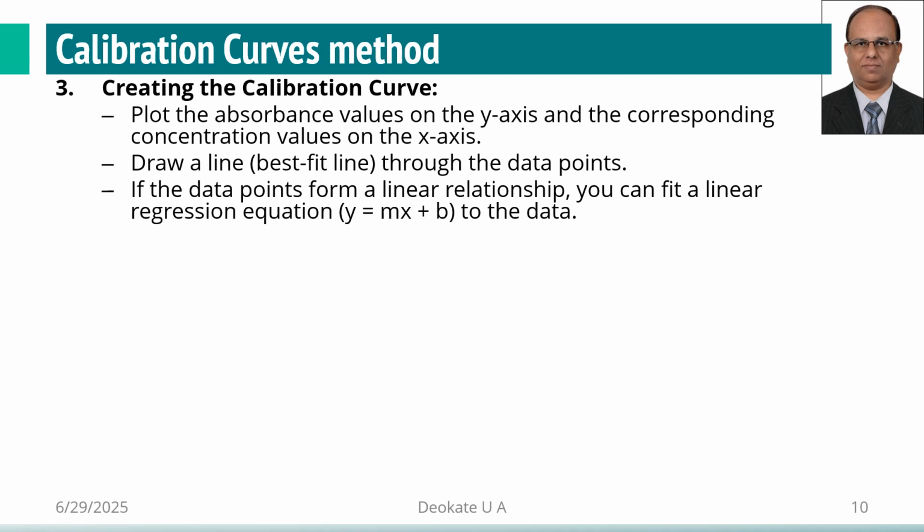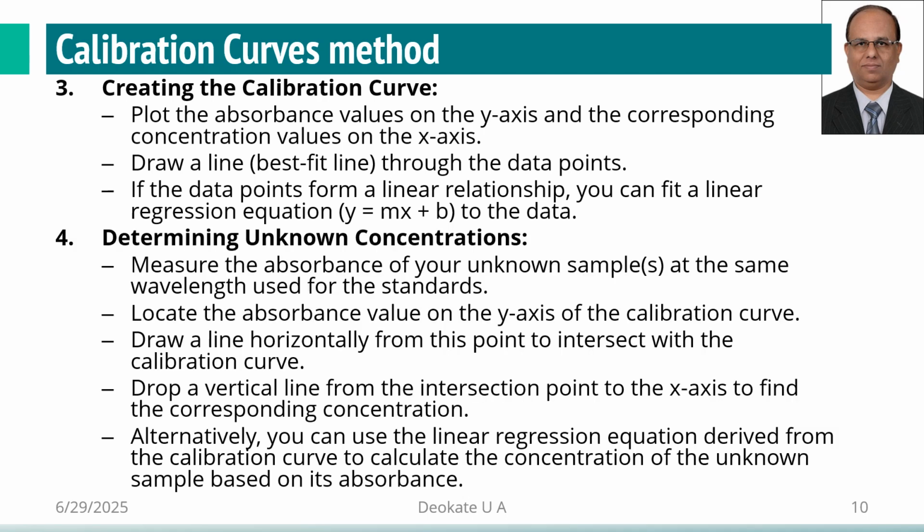If the data points form a linear relationship, you can fit the linear regression equation. This equation is only useful if all points are lying on the straight line. So we have the linear regression equation y equals mx plus c. Many times c gets confused, so here I have written b. That is your intercept.